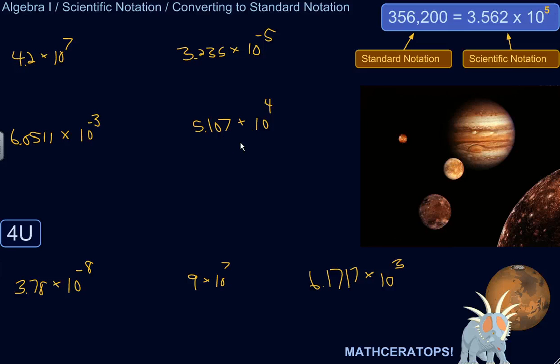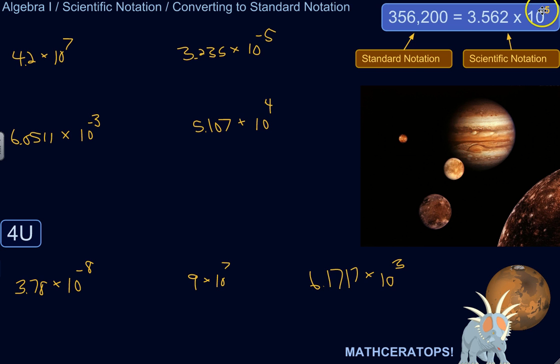All right, let's look at converting numbers written in scientific notation into numbers written in standard notation, which is what you're probably used to at this point. For example, here's a number written in standard notation. This is 356,200. Here's that same number expressed in scientific notation. It's 3.562 times 10 to the fifth.